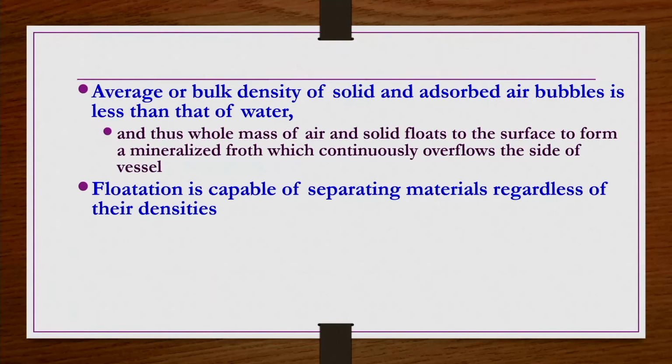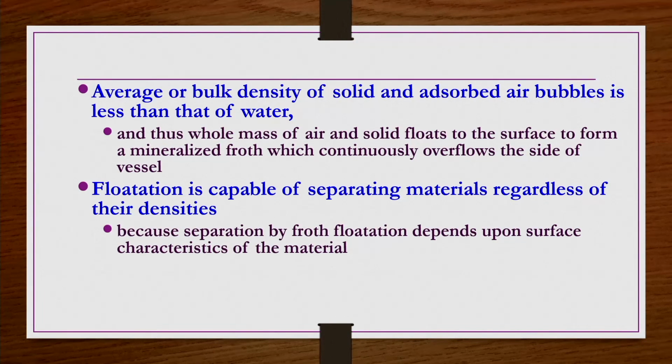Flotation is capable of separating materials regardless of their density differences, because separation by froth flotation depends upon the surface characteristics of the material. The gangue and the solid, if you take their individual densities, may be higher than the water density in general. So when you mix them with the water, both gangue and solid particles settle down, and there is no separation by density. But by introducing froth or air bubbles, these bubble sizes are bigger, and the active solids, whose concentration we want to make higher, will be attached to them.